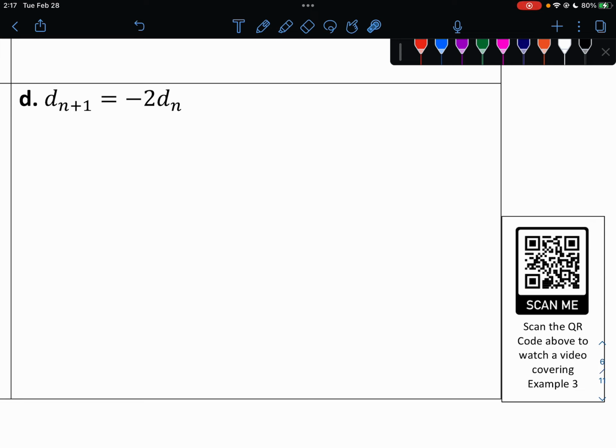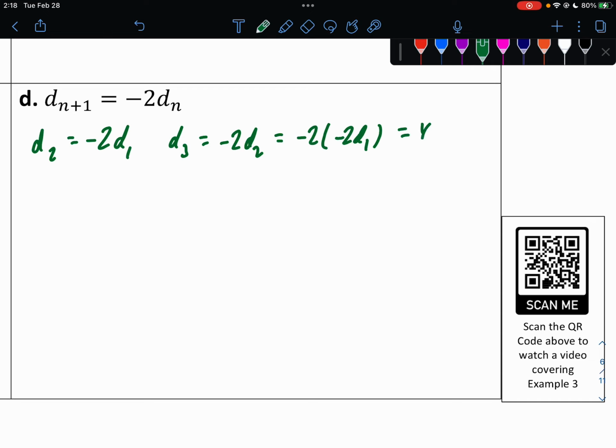All right, and the last one here. So d sub 1, we don't know, but d sub 2 would be negative 2 times d sub 1. D sub 3 would be negative 2 times d sub 2, which is negative 2 times negative 2 times d sub 1, which is 4 d sub 1.